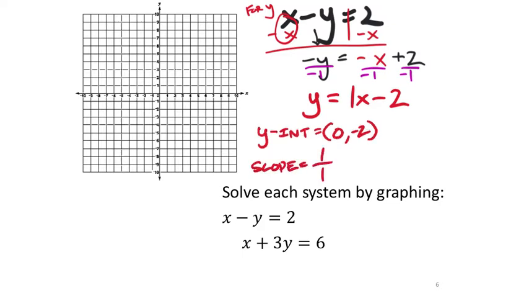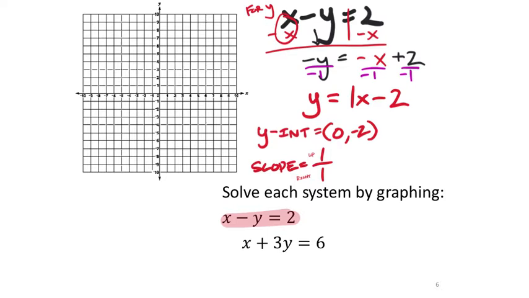And then I also have my slope, which is 1, but I'm going to show it as 1 over 1, just because I know then how far up and, in this case, to the right. Up 1, to the right 1. But it's up 1 to the right 1 from that ordered pair, 0, negative 2. And so this equation here is going to be my red line.